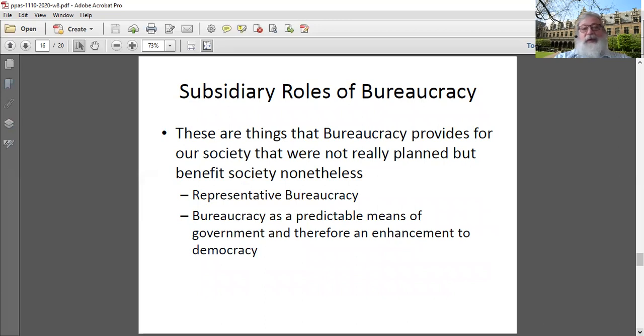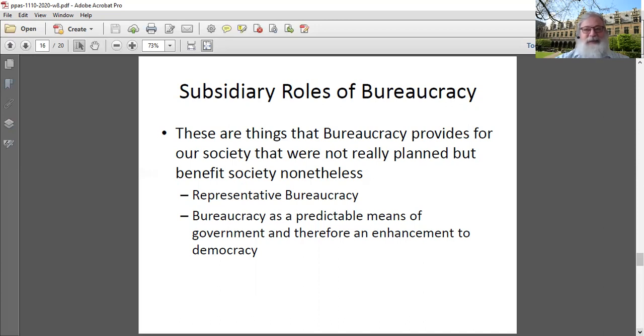Now, before moving on, we need to also talk about the subsidiary roles of bureaucracy. These are not things that bureaucracy was designed to do, but they are things that research has shown it does accomplish. First is so-called representative bureaucracy. This is the idea that bureaucratic jobs tend to be pretty good, and to the extent the bureaucracy is representative of the people it serves, they serve as role models for them.